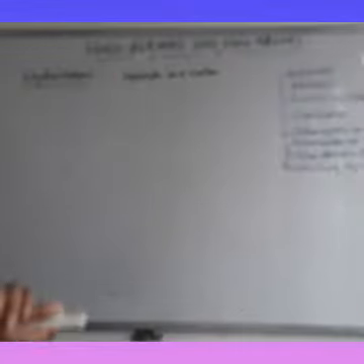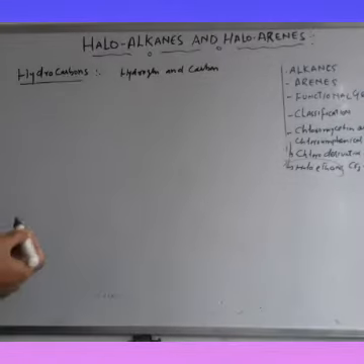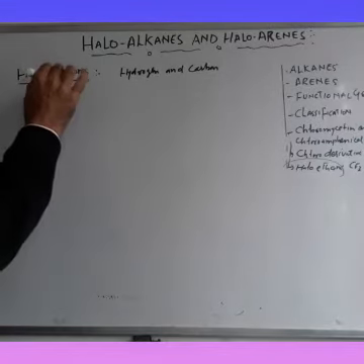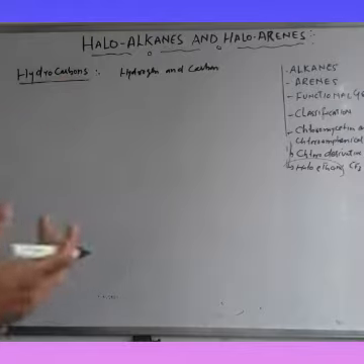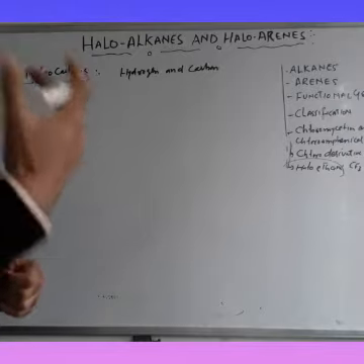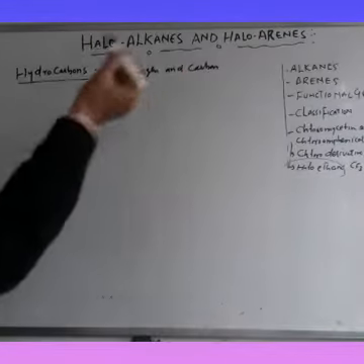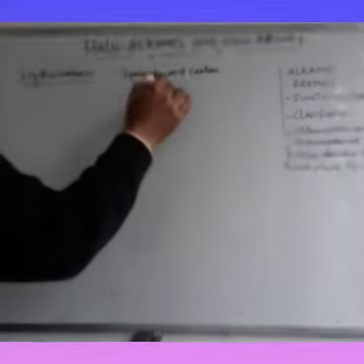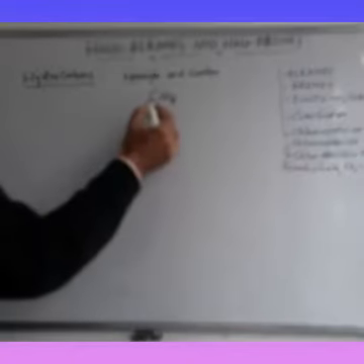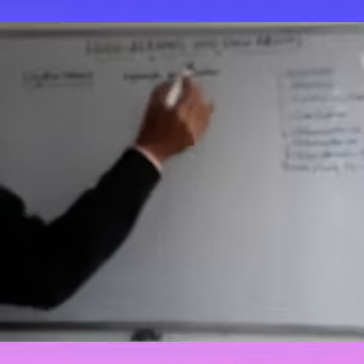Today we will discuss haloalkanes and haloarenes. So what are haloalkanes and what are haloarenes? First we will try to throw some light on hydrocarbons. Hydrocarbons are organic compounds made up of only hydrogen and carbon. If we put an example, CH4 is a hydrocarbon because it contains only carbon and hydrogen.